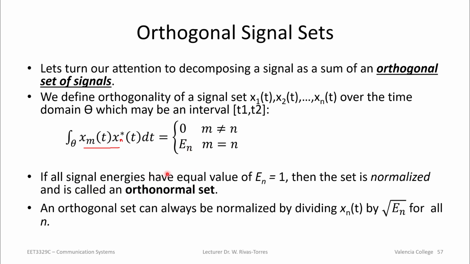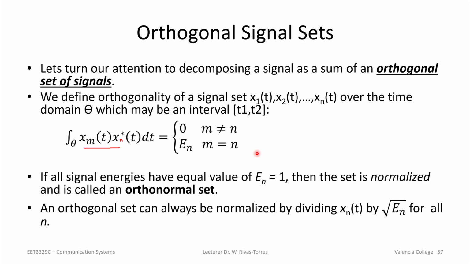If all energies have equal value, E of n equals a constant, then the set is normalized, and it's called an orthonormal set. But that's not a requirement for them to be an orthogonal set. It's just that at that point they're orthonormal. And having it equal to 1 is kind of nice for some calculations.